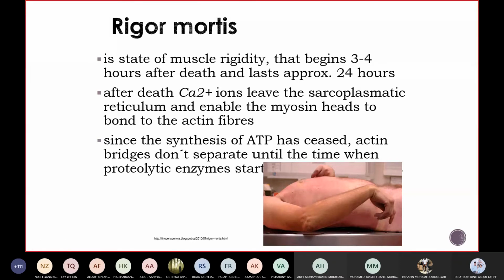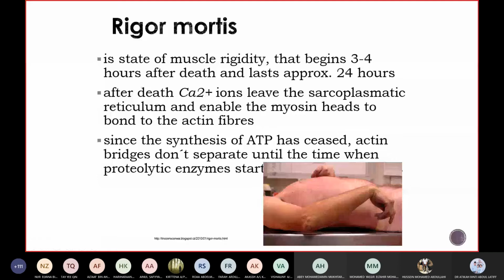If they don't know what time the patient died, they can use this as a clue. If the patient is still rigid, like all the muscles are contracting, it's early, they just died a few hours ago. But after 24 hours, okay, the myosin and actin will stop bonding. Okay, the bonds will start breaking.